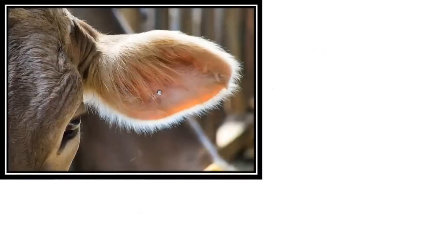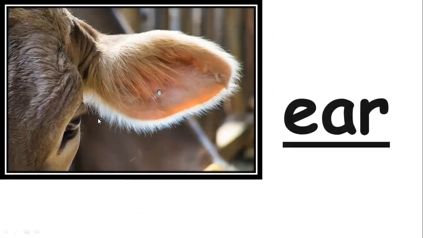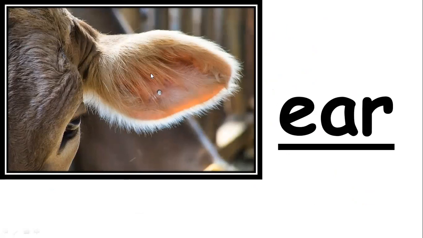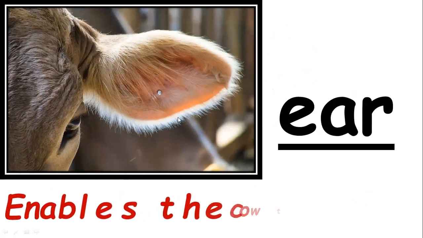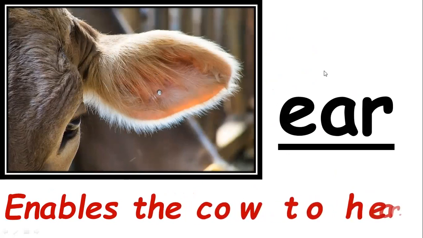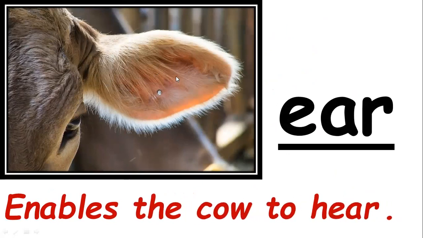Now, let's have another one. This is what we call the ear of the cow. Ear. The main function of the ear of the cow is that it enables the cow to hear. So that is the ear.